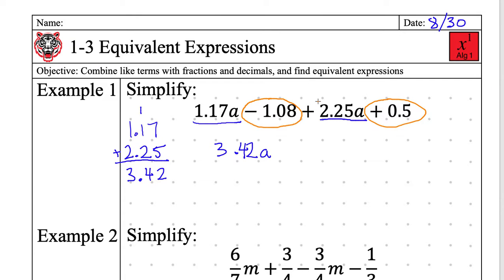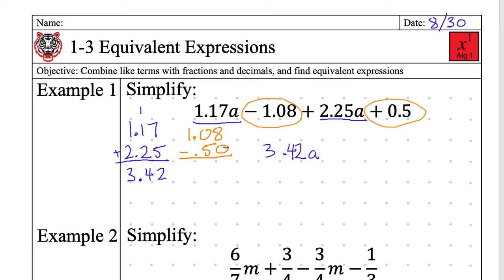So we have 3.42a, and then I have to add the negative 1.08 and 0.5, so again, maybe I should move this a little bit off to the side so I have some room over to the left to work. If I do 0.5 and I subtract 1.08, notice I'm lining up the decimal. I can't really do this, so what I'm going to do is reverse the problem. I'm going to do 1.08 minus 0.5, and then I'm just going to make the answer negative going the other direction.